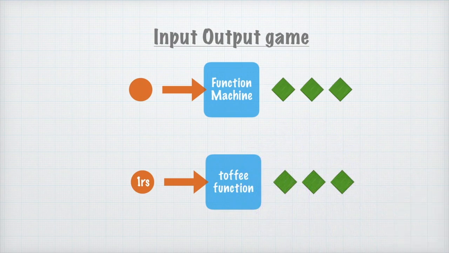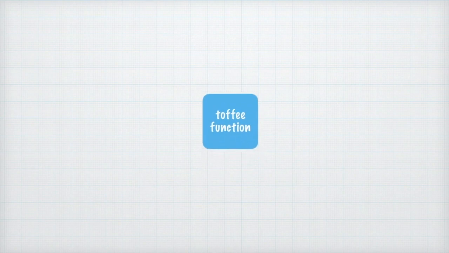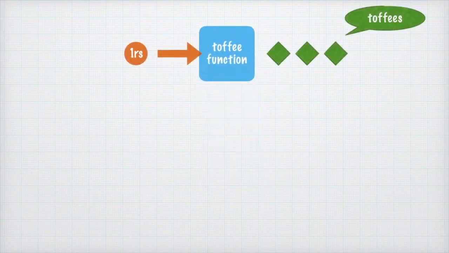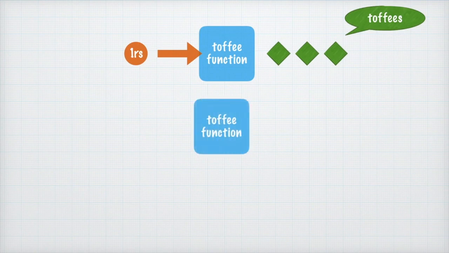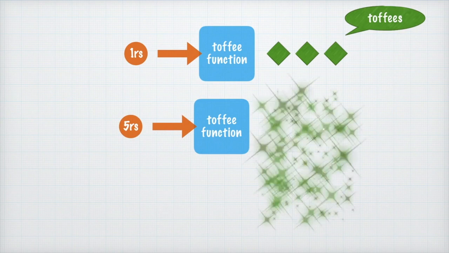So if you understand that if you put in 1 rupee, you get 3 toffees, what will happen if you put 5 rupees in this toffee function? For most of you, this calculation would be very easy. You've been buying toffees all your life. So when you put 1 rupee, you get 3 toffees. When you put 5 rupees, you will get 15 toffees, right? Most people will be able to solve it. And there you have it.